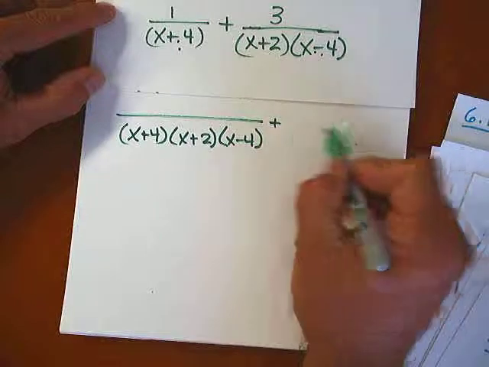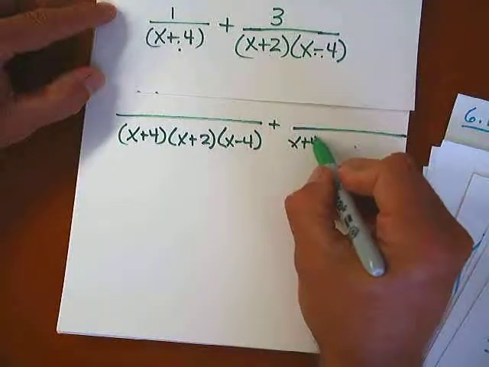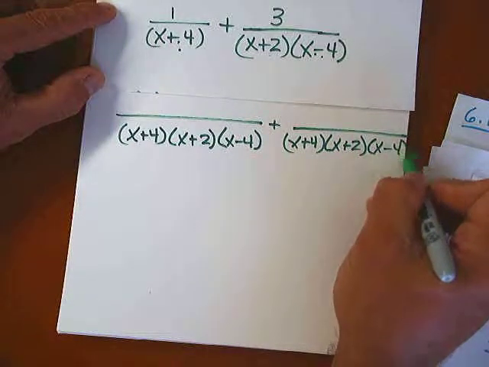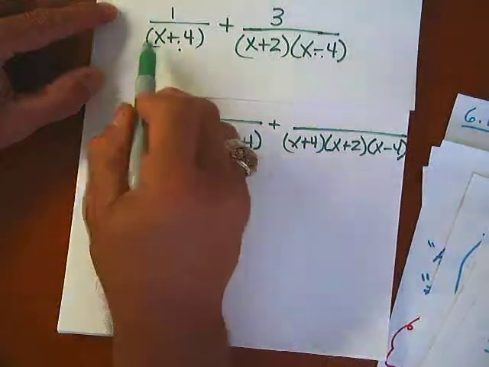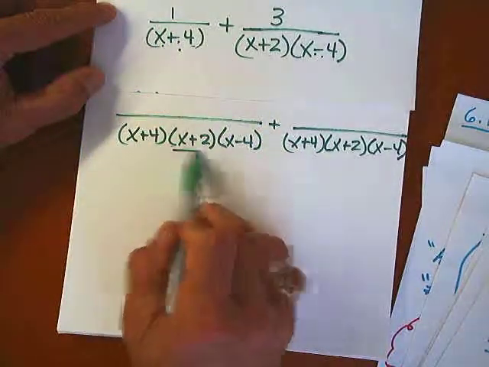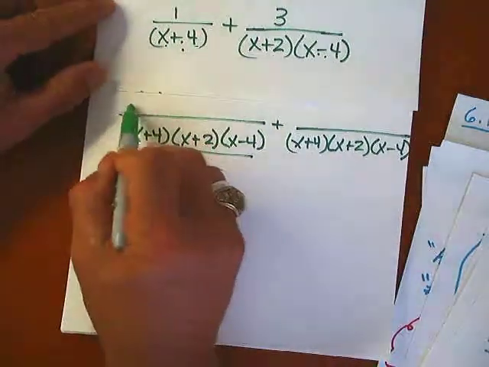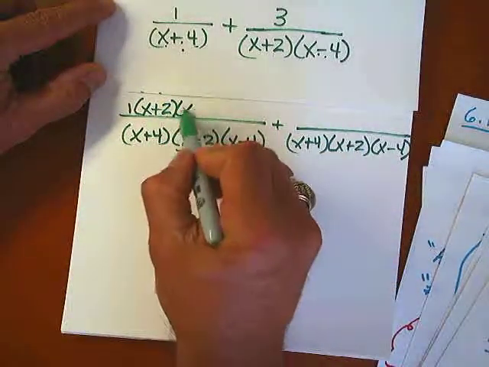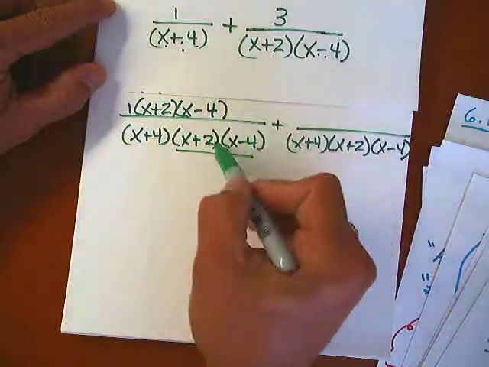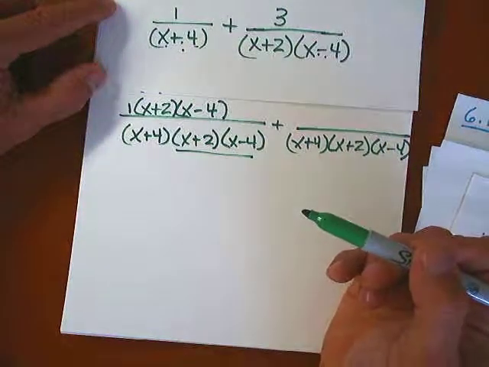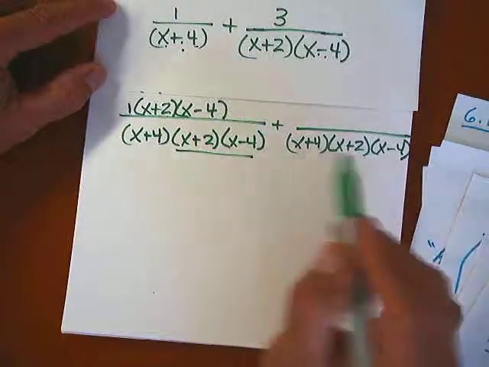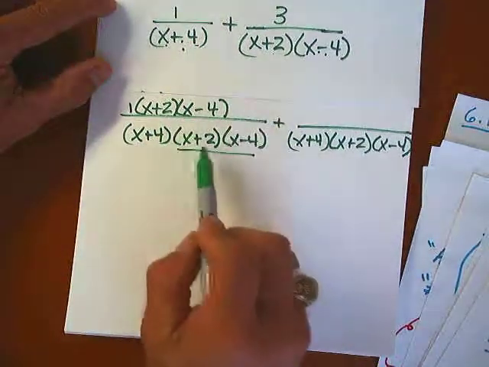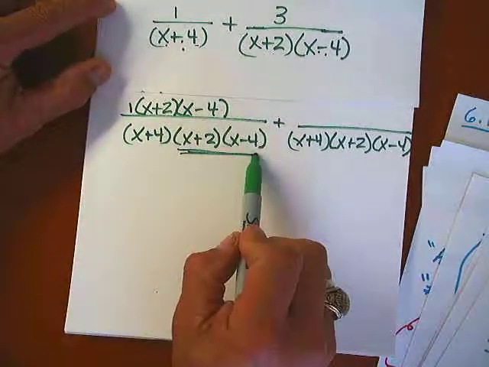The common denominator of all this is basically all this. So you're going to have to put them all three together. So that would be x plus 4, x plus 2, x minus 4, plus x plus 4, x plus 2, x minus 4.